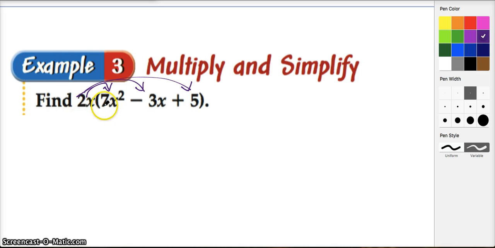So 2x times 7x squared is going to give me 14x to the third power. Remember, multiplying two numbers with the same bases pumps up the power of that particular base, so it goes to the third power. 2x times a -3x is going to give me a -6x squared. And then 2x times a +5 is going to give me a +10x. And I'm done. There's no simplification because there are no like terms.